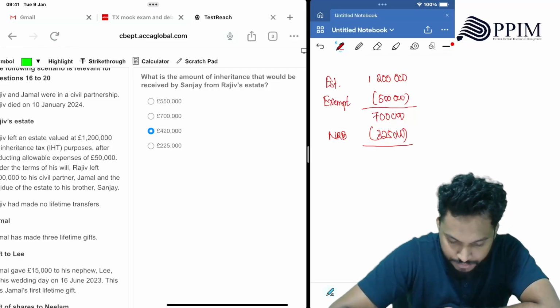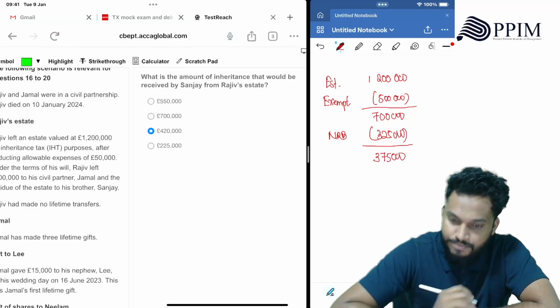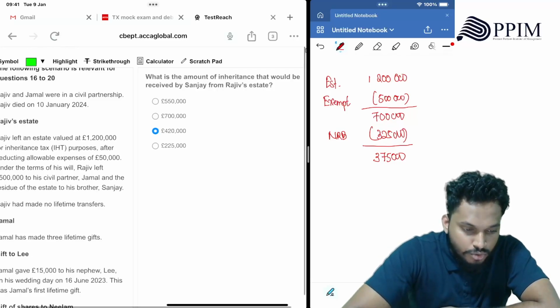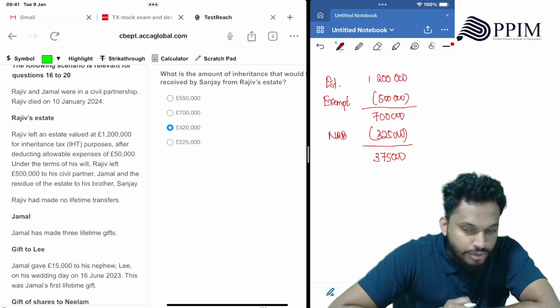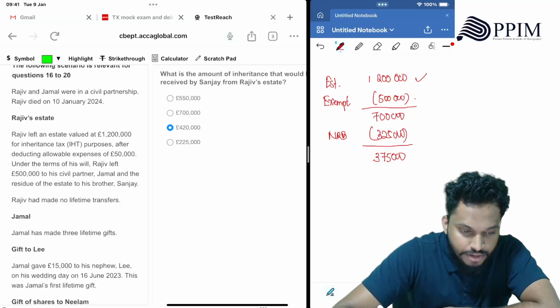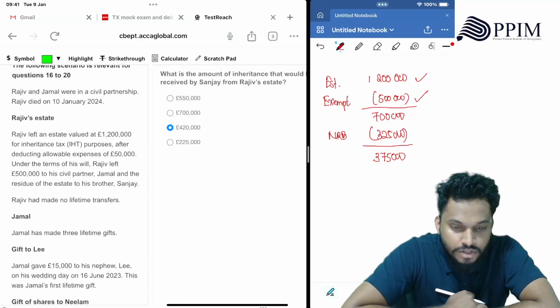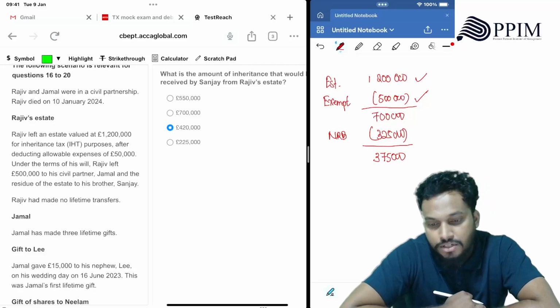So at this moment, how much is the remaining? 375. So which means that they are telling us that Rajiv left an estate value of 1.2 million. Of that, 500,000 he's transferring to whom? His civil partner. So they are asking us what is the amount of inheritance that would be received. Okay, the residue value of the estate goes to his brother Sanjay. How much are you transferring to Sanjay?